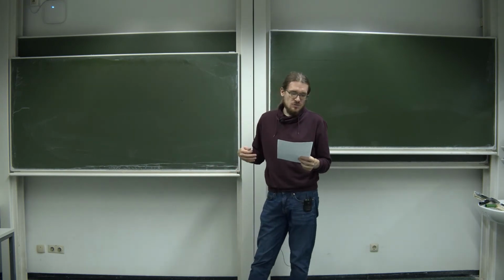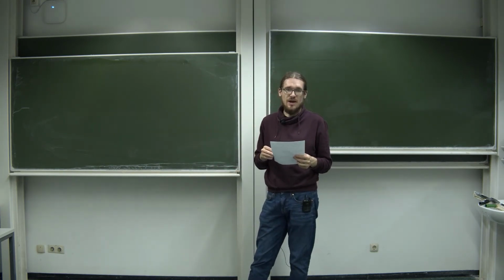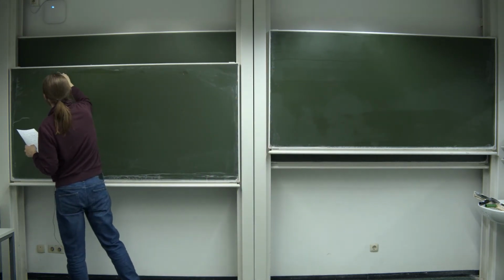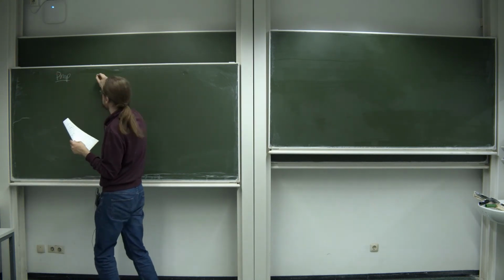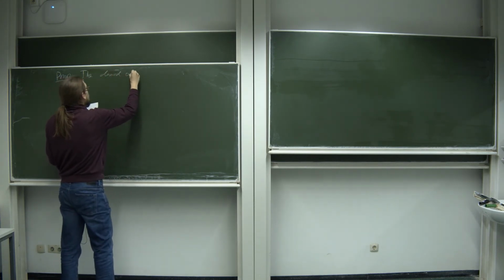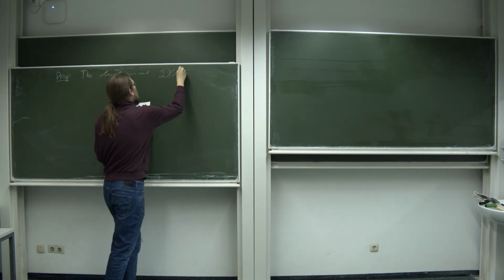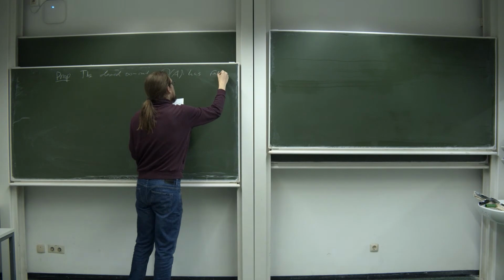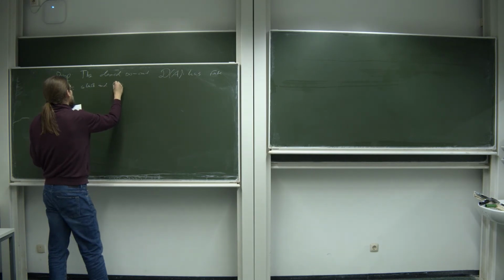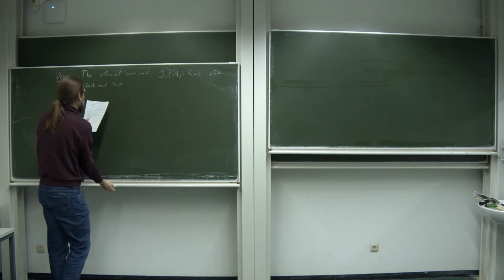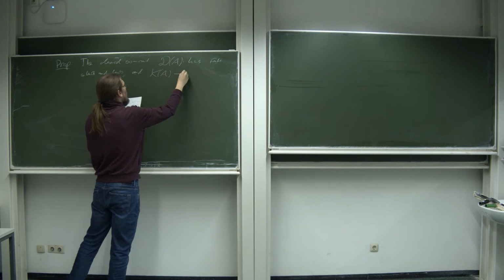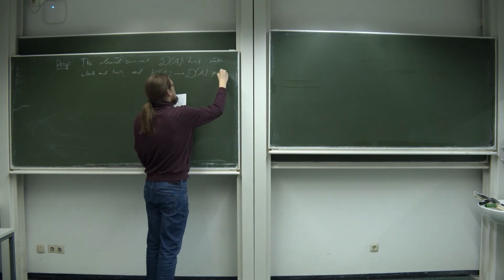So we're now finally ready to prove that the derived category has all finite colimits and limits, and we can compute them in K of A. So the statement is that the derived infinity category D of A has finite colimits and finite limits, just to be clear, and the functor from K of A to D of A preserves them.